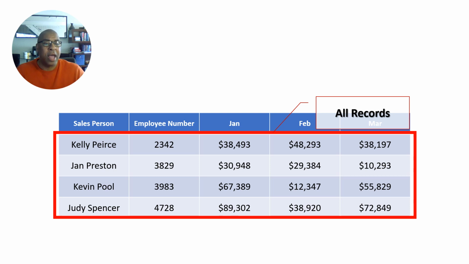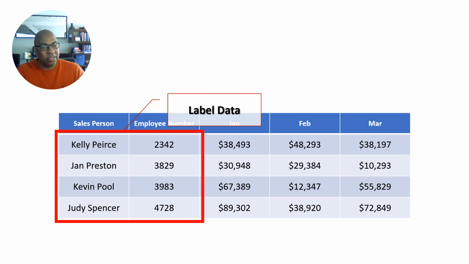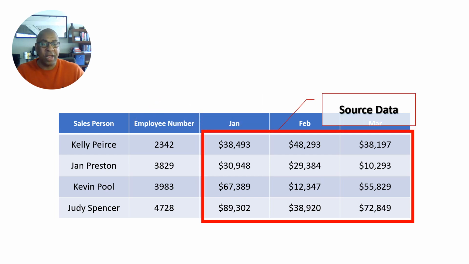All right. Now, one more thing that I want to clarify is when I say label data to the left, this is the label data for these records. This data identifies what the data is. It's Kelly, it's her employee number, and that is what clarifies what the data is. And then once the data is clarified, then we have the source data, which is where we're going to do all of our analysis from this data here. So that is how you properly store data. And in Excel, you have to guarantee that your source data looks just like this.